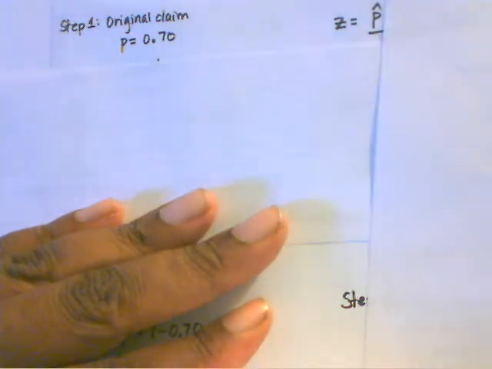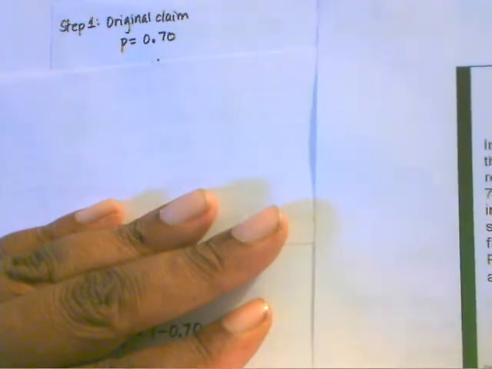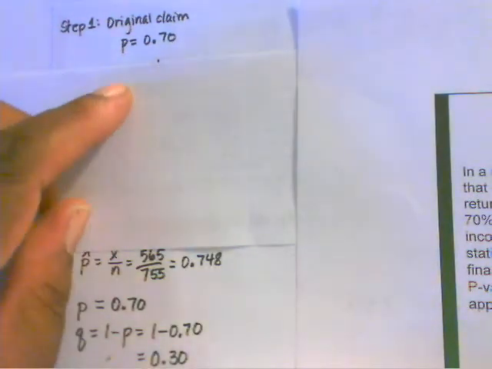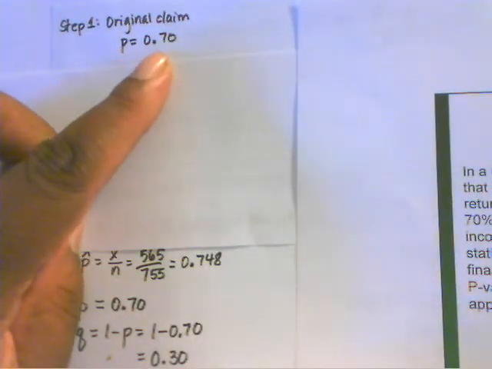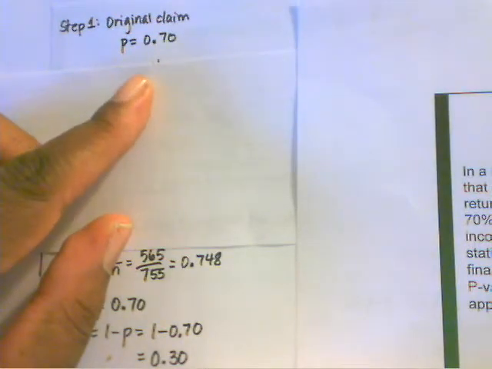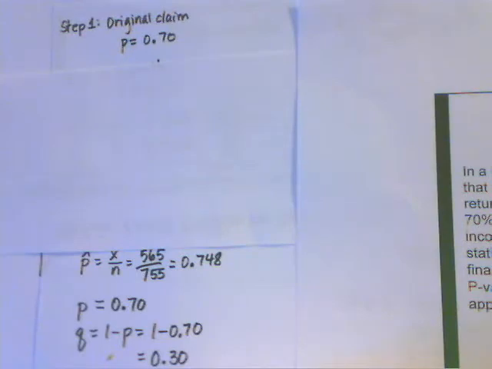So in this case, step number 1 is stating the original claim. That claim was that 70% of adults say that it is morally wrong to not report all income on taxes. So that's what P is going to be equal to, 0.70. It doesn't say greater than, it doesn't say less than, so we have to say P equals 0.70. That's the original claim.